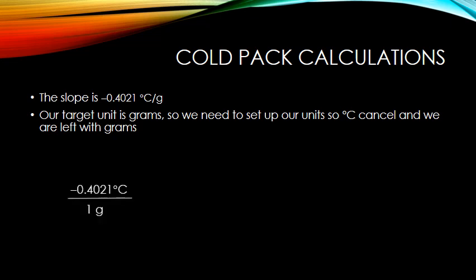There's our slope. That's what we need. We can't use the slope as written. We have to invert it because our target unit is grams. If we multiply that times negative 22 degrees C, that's our temperature change. Numbers on the top get multiplied, numbers on the bottom get divided. Degrees C cancel, and we have 54.7 grams of salt in our cold pack.